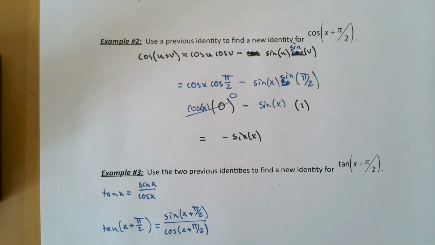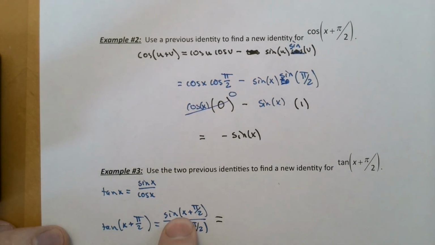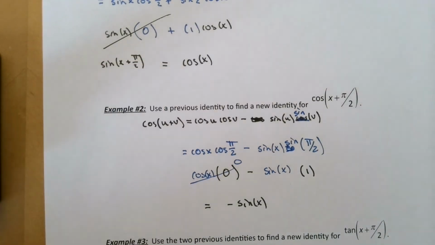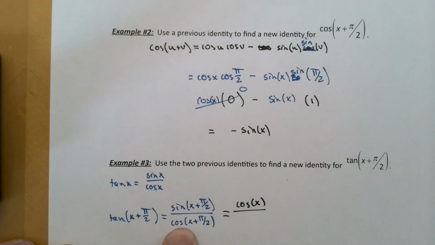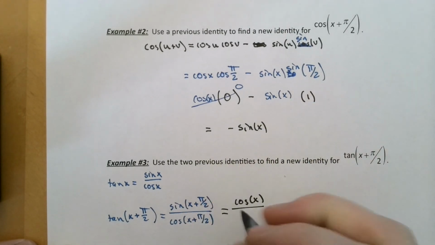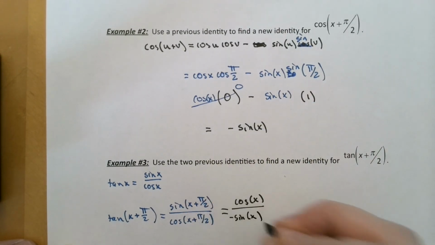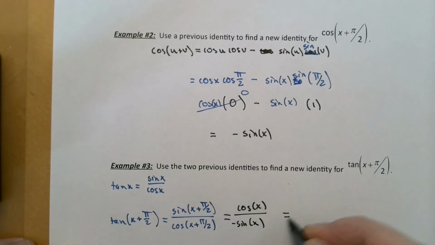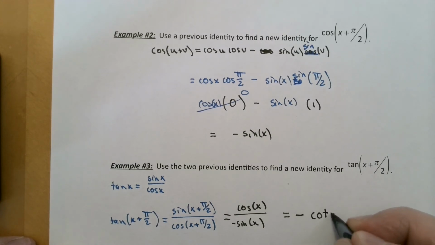Now here's a very common strategy in the math world: use previous results to help with these results. So we already showed what this was equal to right here. This becomes cosine x in the numerator. And we already showed what cosine of x plus pi halves is equal to. It's right here, negative sine x. And then we just need to simplify this mess. Note that negative, negative, what's cosine over sine? That's cotangent. So this thing is equal to negative cotangent of x.